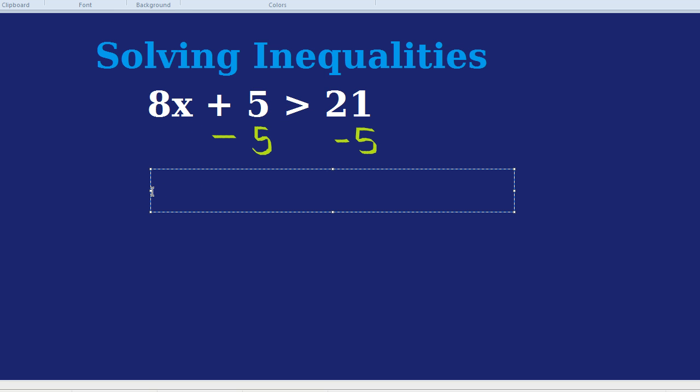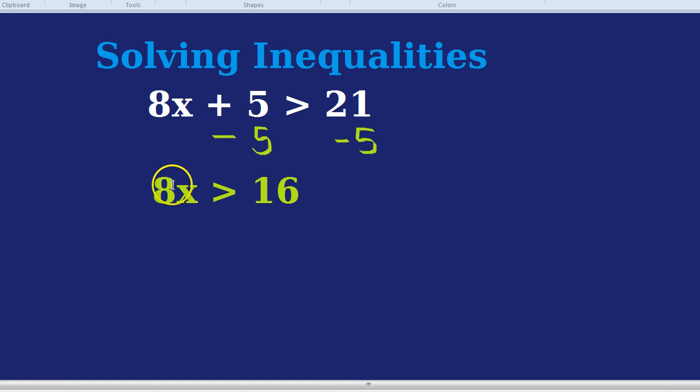What is 8x greater than? Well, now we've taken away 5, 8x is greater than, because the plus 5 and minus 5 have cancelled, 21 minus 5, which is 16. Still, it's a little bit confusing though. 8 times something is greater than 16. Can't you give me a straightforward expression?